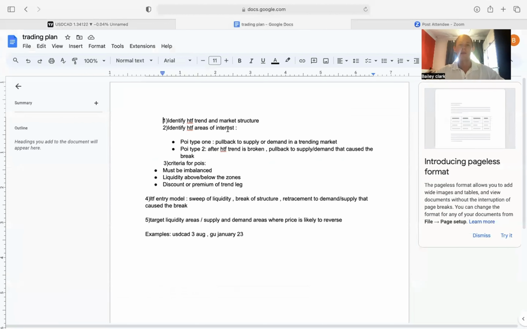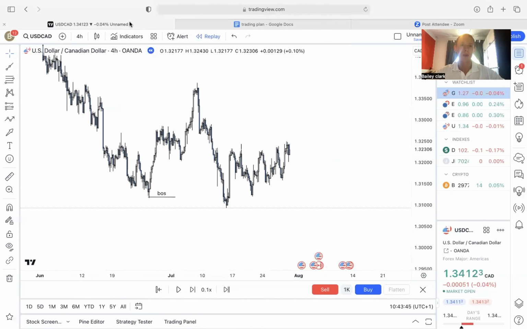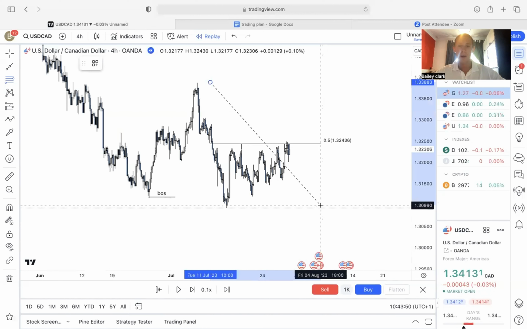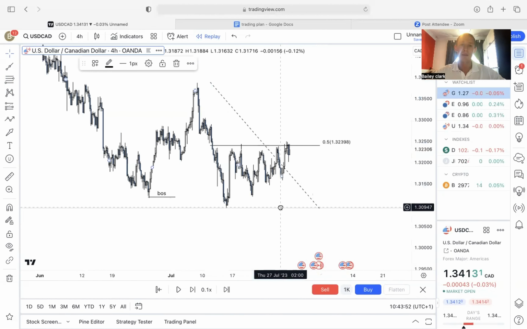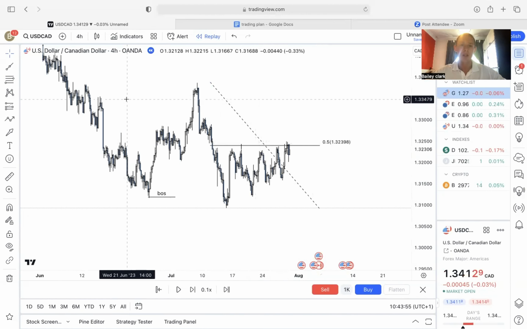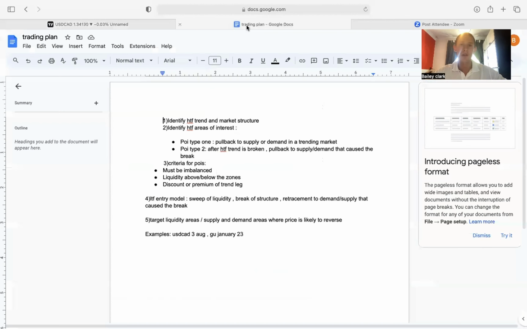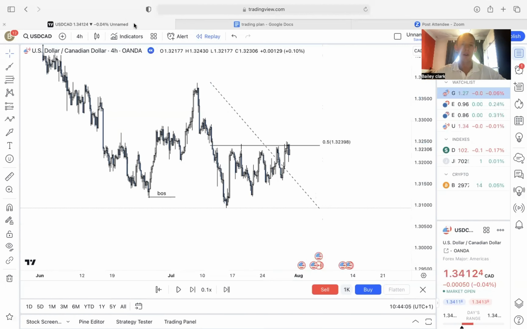So in this case, we go back to the trading plan. Identify higher time frame areas of interest. That is step 2. In this case, we are obviously looking at the POI type 1 because price is trending down. We haven't had any breaks of structure in the opposite direction to the trend. So we're waiting for a pullback into a premium level of supply. I remember I said it has to be in a premium, meaning that we are above the 50%, but also ideally above the 70%. So we go to the criteria for the points of interest. Has to be in balance. We have to have liquidity above or below, and is in a premium of the current leg.